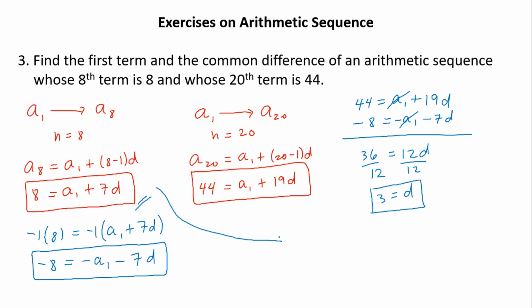So from here, we have 8 equals a sub 1 plus 7 times 3, the common difference. So we have 8 equals a sub 1 plus 21. Placing 21 on the left hand side, this has to be 8 minus 21 equals a sub 1. So a sub 1 is negative 13.